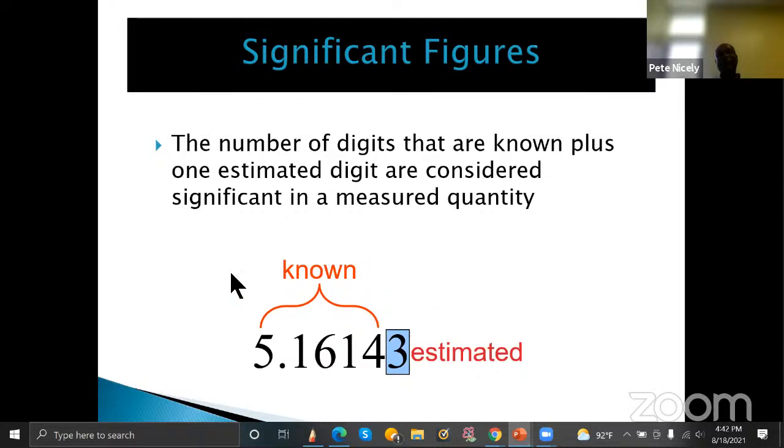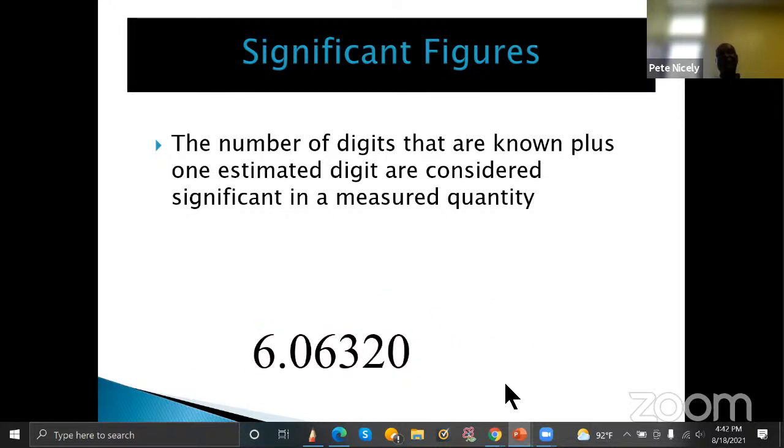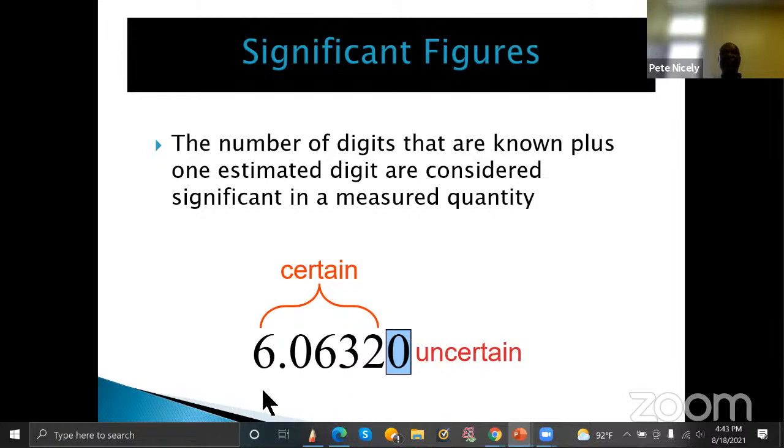So that's one example. Here's another example. Again, you would be certain about the first 5 digits, right? Because again, based on the instrument that you would use to get this particular number, but the last digit, 0, is uncertain, and therefore would have to be an estimated digit, all right? So that's basically how you can determine, based on a given value, the number of significant figures, all right?